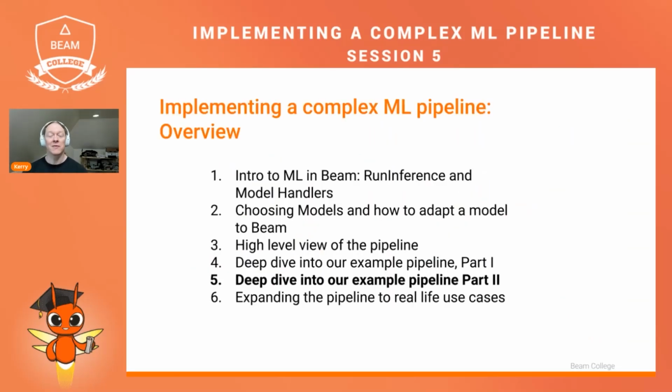If you remember from any of the previous sessions, we've talked about how to establish a machine learning model using the Beam Run Inference Transform and Model Handler class. We talked about how to choose models and adapt them to Beam. We took a high-level overview of the pipeline we're using in this course. And last session, we did a deep dive into the first half of that pipeline, the actual Beam code. Now we're on to the second half, and we'll get to run the whole pipeline end to end.